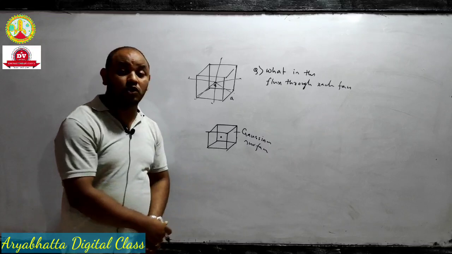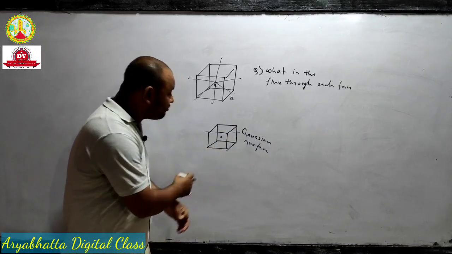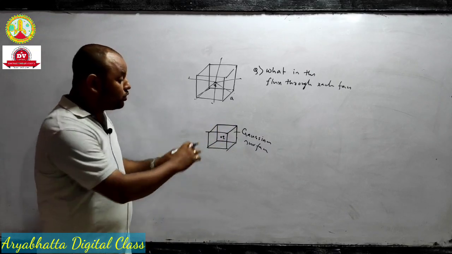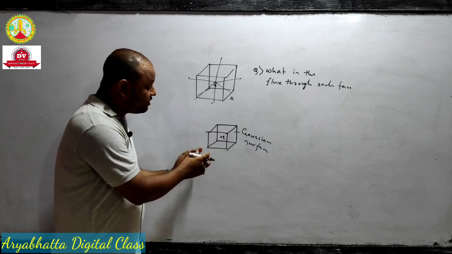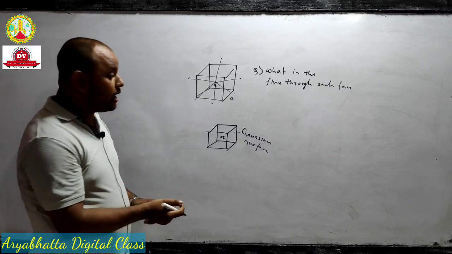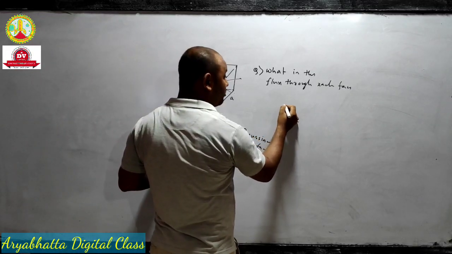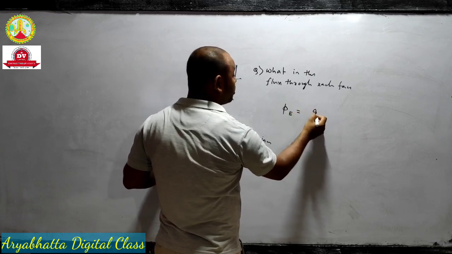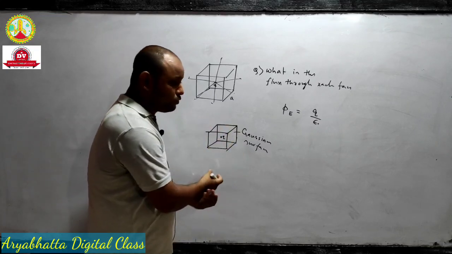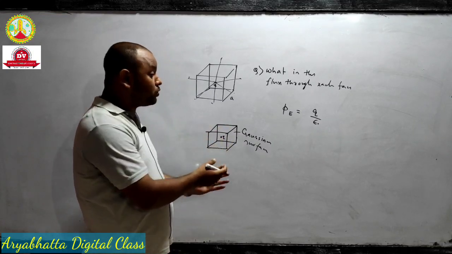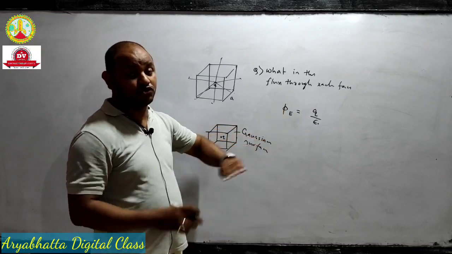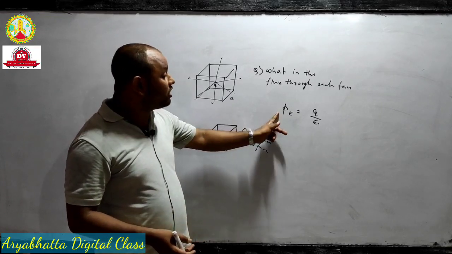Here, this cube is a closed surface, and that closed surface will enclose how much charge? It will enclose a charge of Q. According to Gauss's theorem, the total flux is equal to Q by epsilon naught. This will be the value of total flux through the 6 faces.